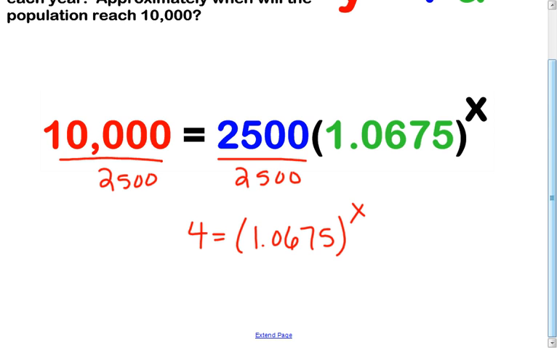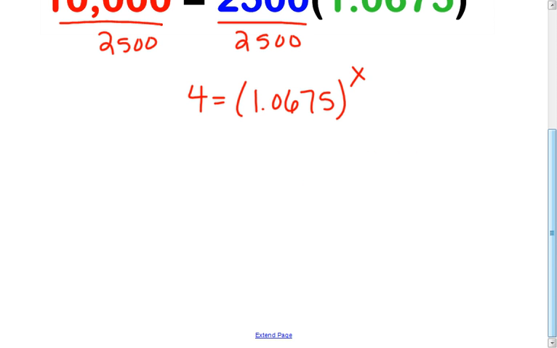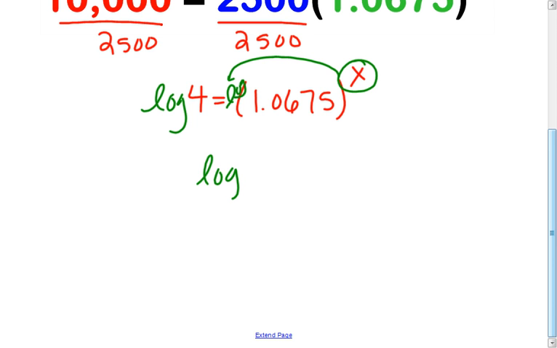And of course, I cannot get 4 and 1.0675 as the same base. I can't do that. So I need to have a way to solve this. So what I'm going to do is take the log of both sides. I will take the log of the left and the log of the right. And so then, of course, we know by log properties that this x can come out in front, and I will have this.